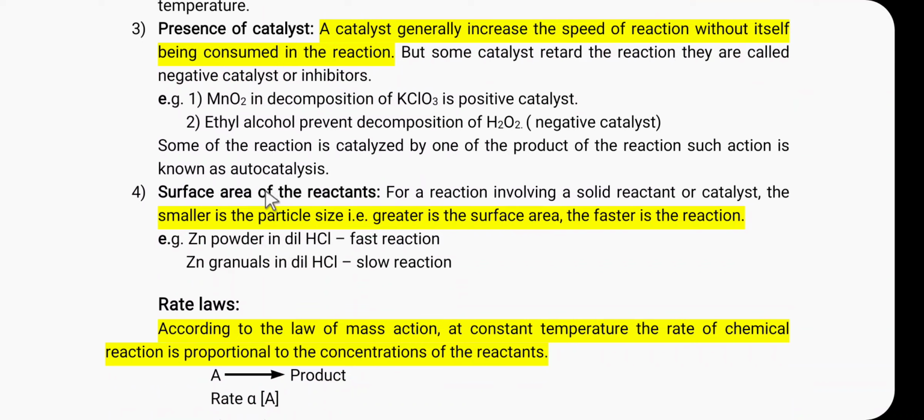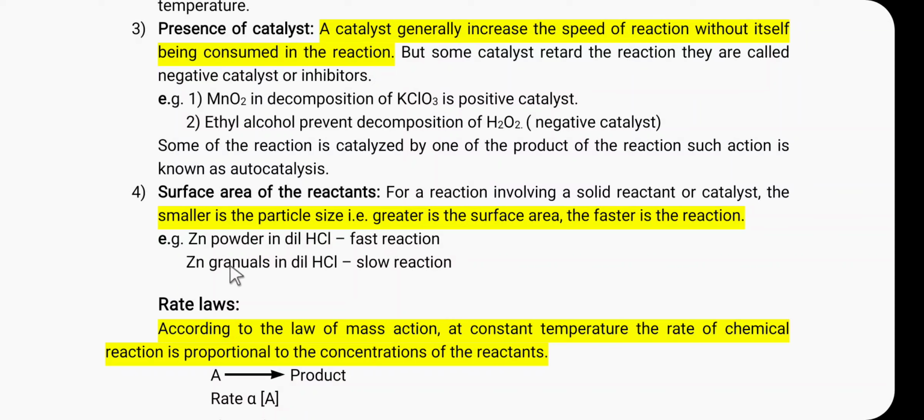Then the fourth factor is the surface area of the reactant. For a reaction involving a solid reactant or catalyst, the smaller the particle size, the greater the surface area and the faster the reaction. Just to understand this concept, let us consider two examples. The first example is the reaction between zinc and dilute HCl. If we use zinc powder, the rate of this reaction is very high, and such a reaction is a fast reaction.